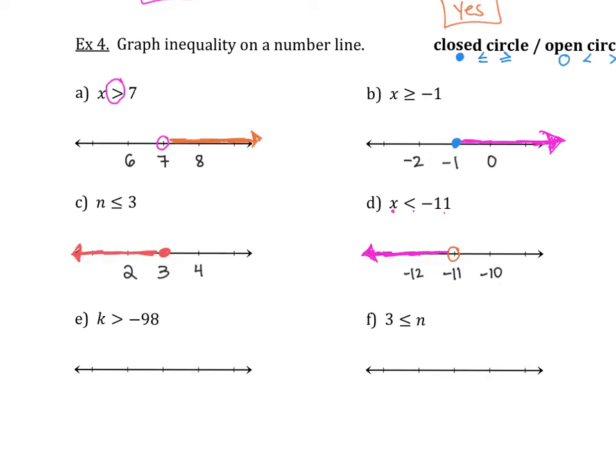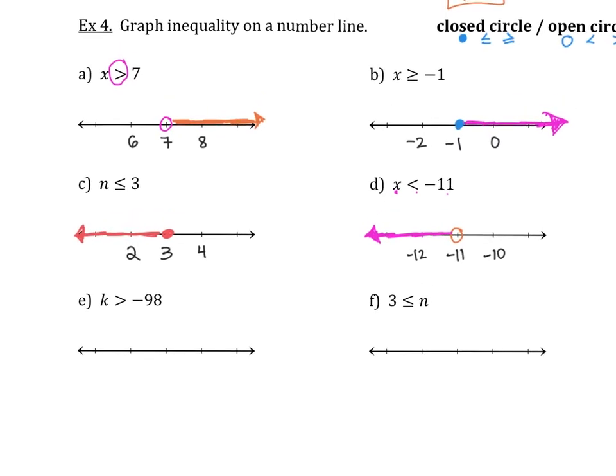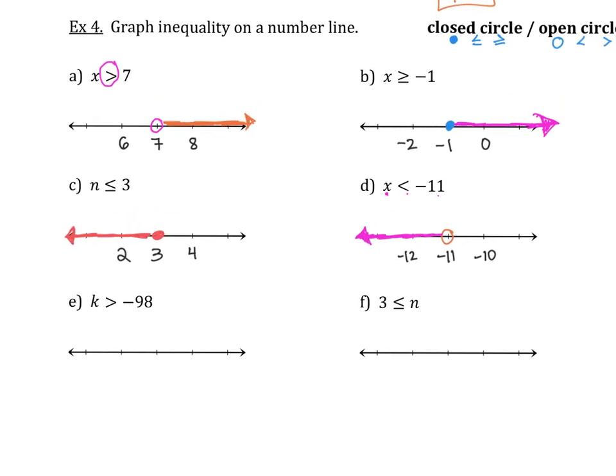Let's do 2 more. E says k is greater than negative 98. And this one is mostly because I want to make sure you can label your number line. So negative 98, I'm just putting it anywhere I want. To the right of negative 98 is a little less negative, so it's negative 97. If I go lower than negative 98, I go to negative 99. It becomes more negative. Is this open or closed? This is open.